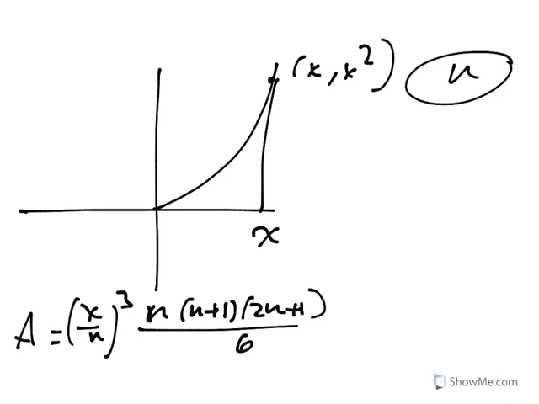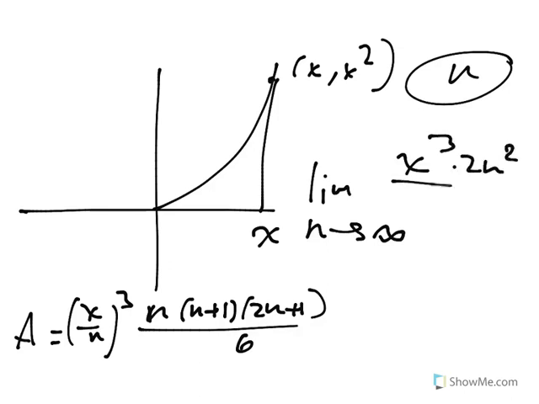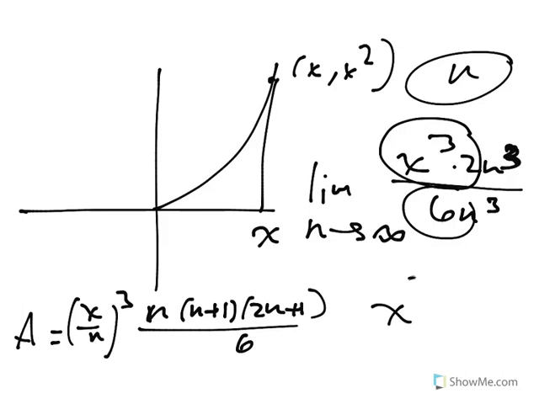For that, I could put any value for x and n in. But if I leave it as an x and I do the limit as n approaches infinity, I'll get x cubed times 2n cubed over 6n cubed. There's other stuff, but I'll ignore that other stuff. And we end up with x cubed times 2 over 6, which is x cubed over 3.